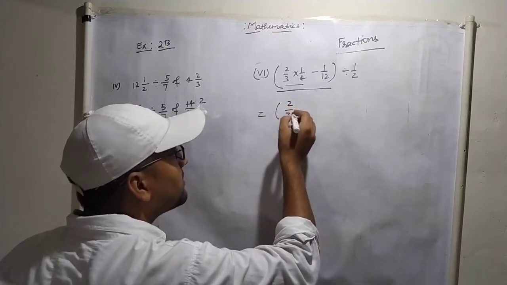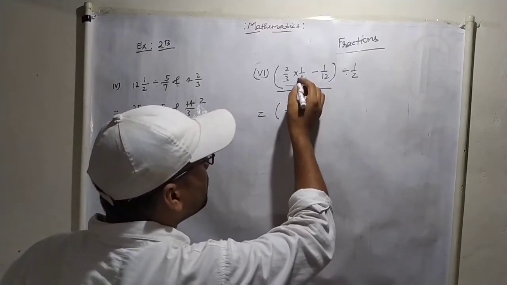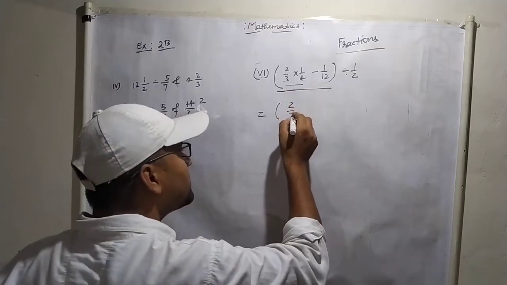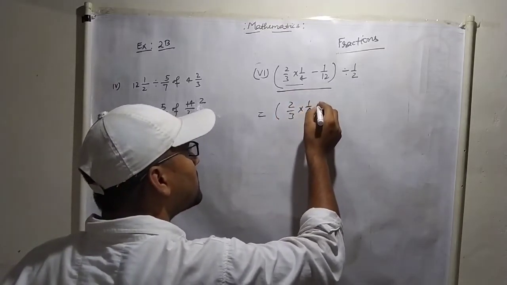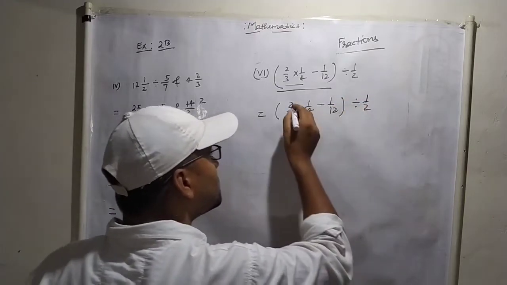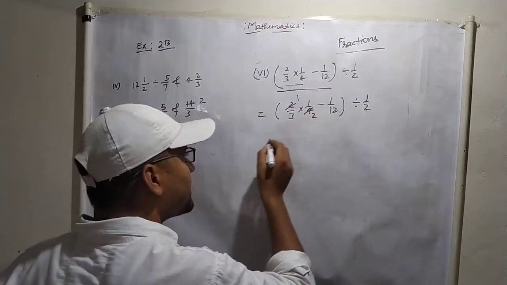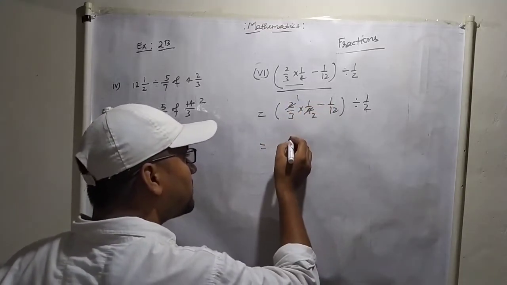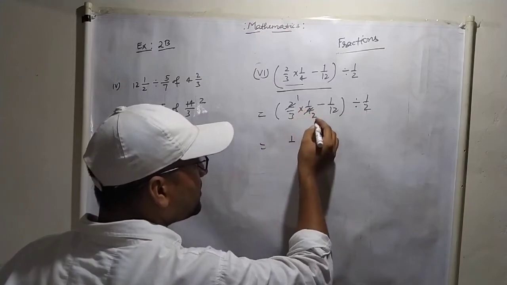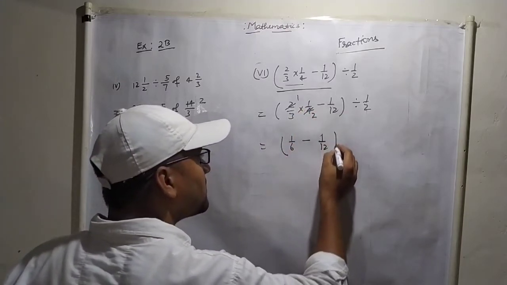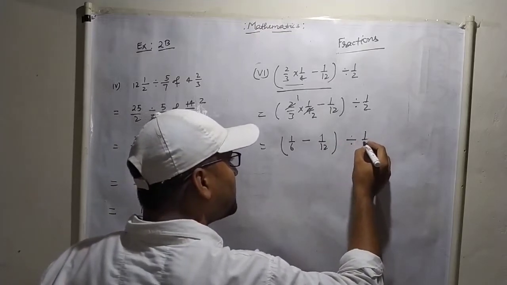So 2 by 3 multiply 1 by 4. So students, one more time: 2 by 3 multiply 1 by 4 minus 1 by 12 division 1 by 2. 2 1s are 2, 2 2s are 4. Cancel out this one, and then multiply 1 into 1, 1 by 1, and 3 2s are 6. 1 by 6 minus 1 upon 12 division 1 by 2.